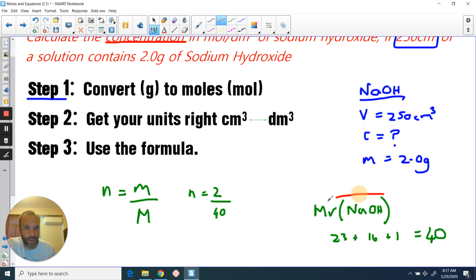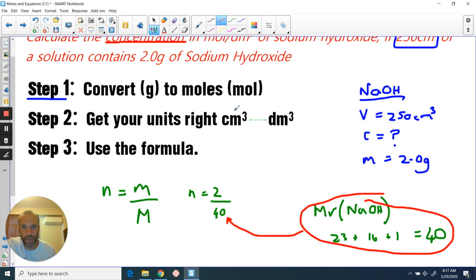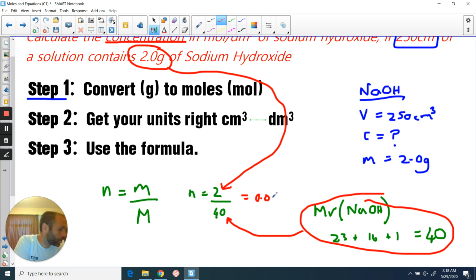Just in case you're unsure, this has come from here. This is where that 40 comes from. The 2 has come from here. Do an arrow there. Okay, and that will give us the answer 0.05. I should have been able to do that in my head, but as I've always been saying, you don't have to be good at maths to be a good chemist.